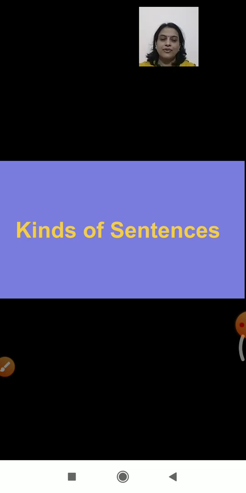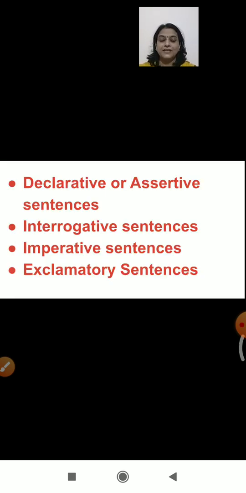We are going to start with kinds of sentences. Okay, we know what is a sentence now. Now we are going to learn the different kinds of sentences. Now what are they? They are declarative or assertive sentences. The second one is interrogative sentences. Third, imperative sentences. And the fourth one, exclamatory sentences.